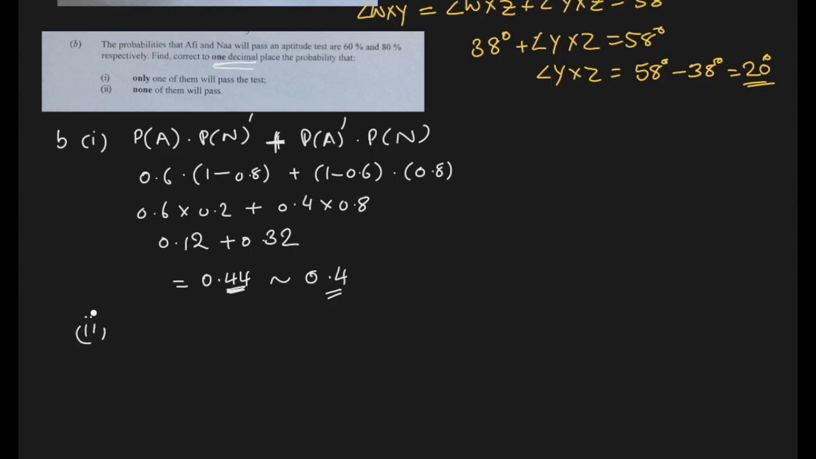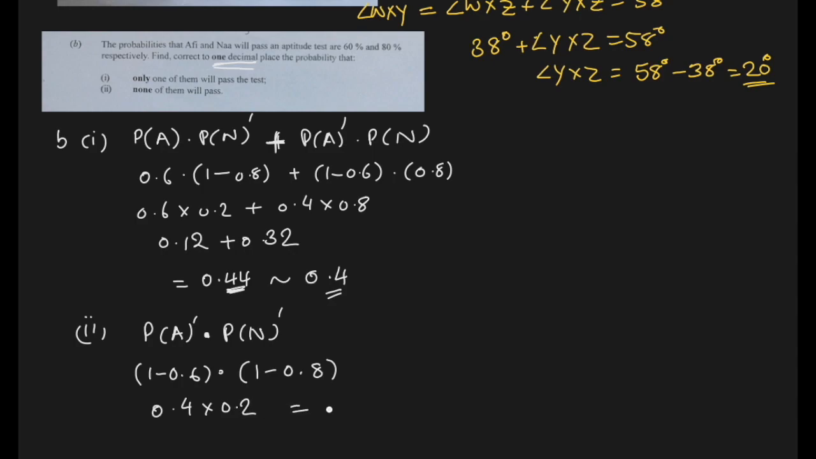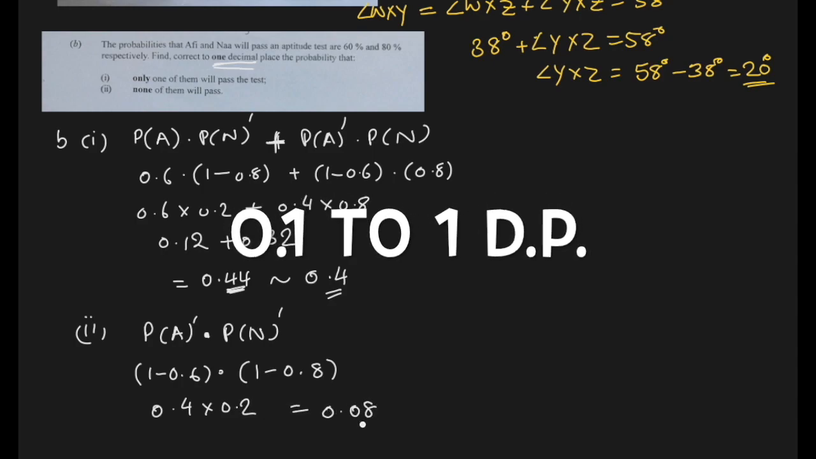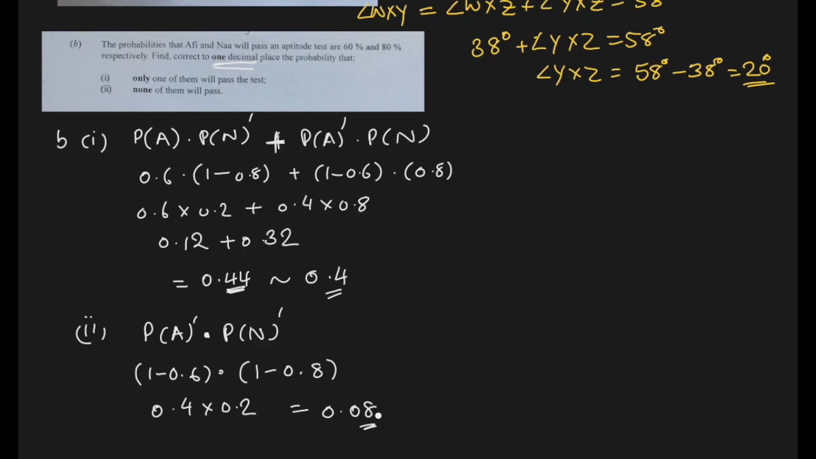Number 2, none of them will pass. So the probability that Afi does not pass and Na also does not pass. Both of them can happen together. There's an "and" in between, that means they will multiply. So (1 minus 0.6) multiplied by (1 minus 0.8). None of them passes. So 0.4 times 0.2 will be 0.08. Okay.